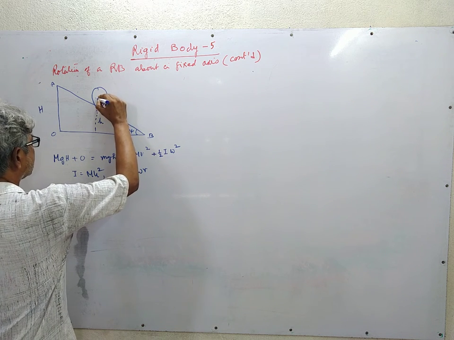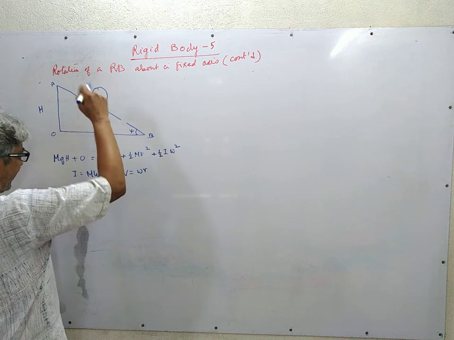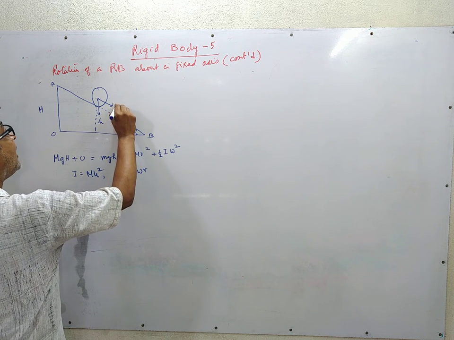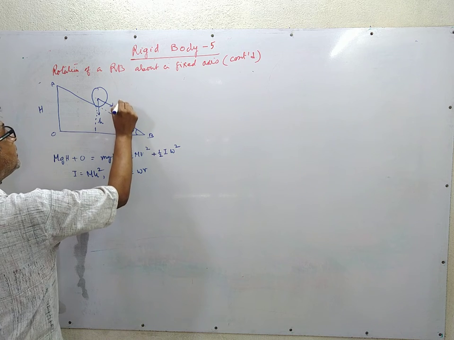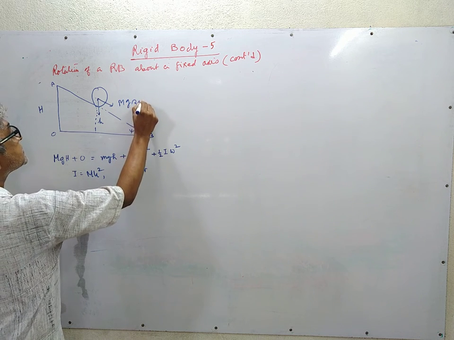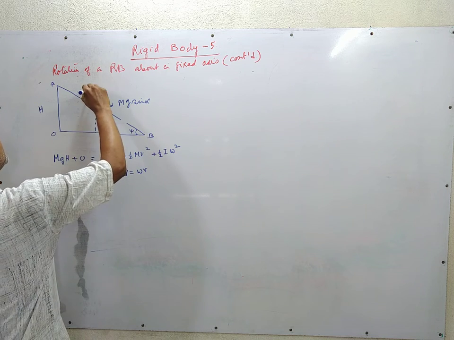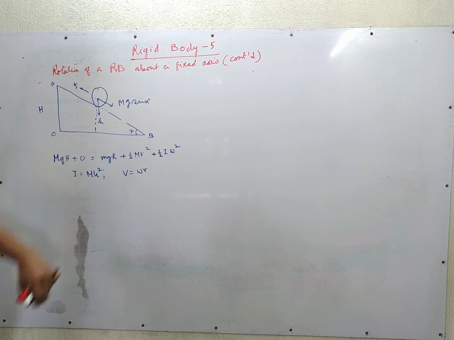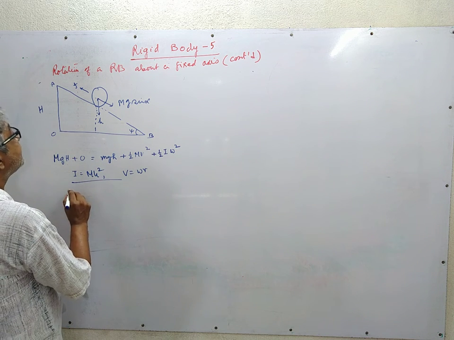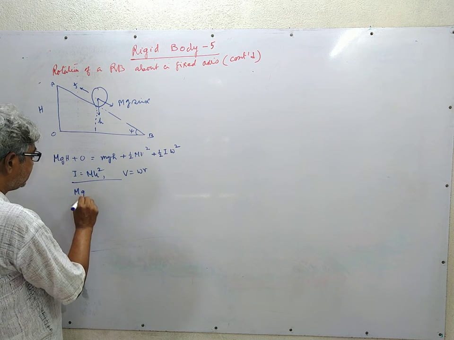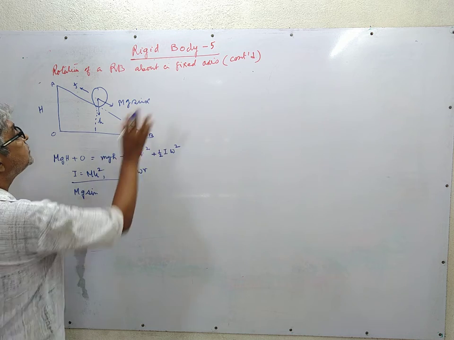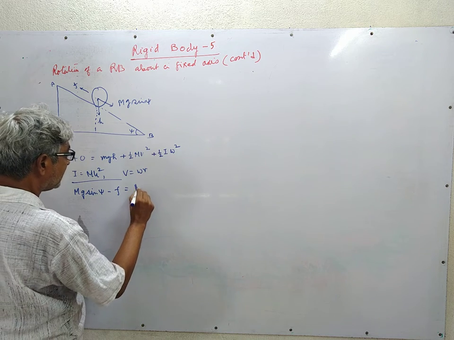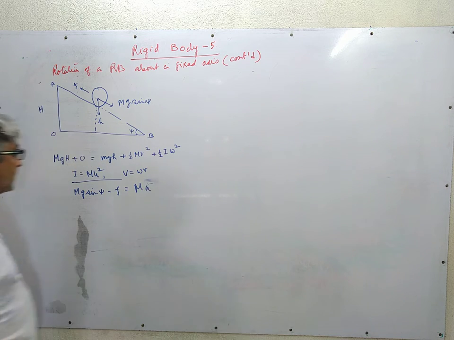The weight acts vertically downward, and it has a component in this direction. This is mg sine phi, which acts downward, and the frictional force acts along this direction. So if the cylinder slides down with an acceleration a, then mg sine phi minus f is equal to ma.